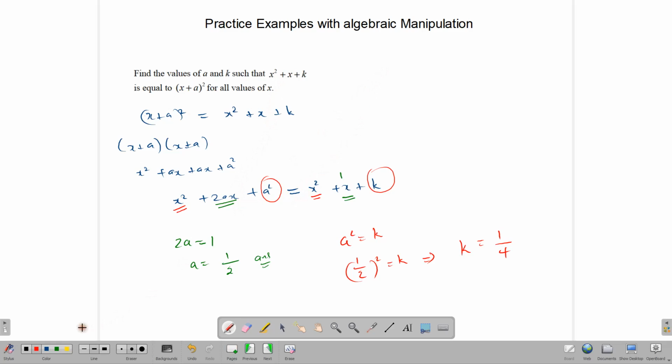So let's write it again. This expression leads to x squared plus 2ax plus a squared, and we are told that it's equal to x squared plus 1x, because the coefficient here is 1, plus k. So you can see that this term is equal to this term, and that term is equal to that term. And once we line them up, we can do the manipulation and simple equations and get our value.